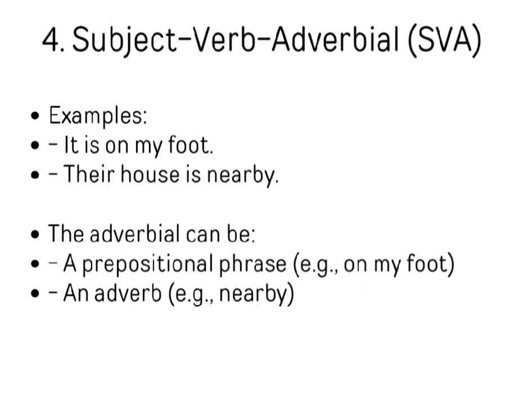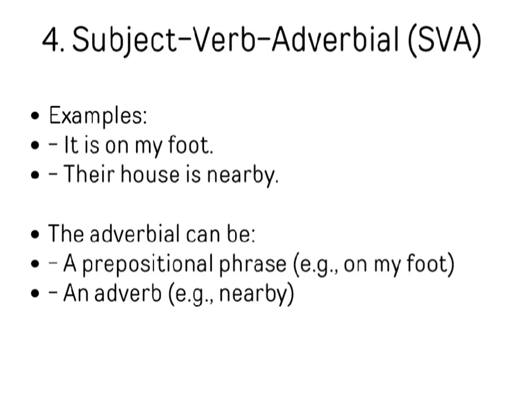In the fourth type of sentence structure, we need a subject, verb, and adverbial. What is an adverbial? It qualifies the verb. It is on my foot: it is the subject, is is the verb, and on my foot is the adverbial. It tells us about the action being done, how it is done, where it is done. This is qualifying the verb.